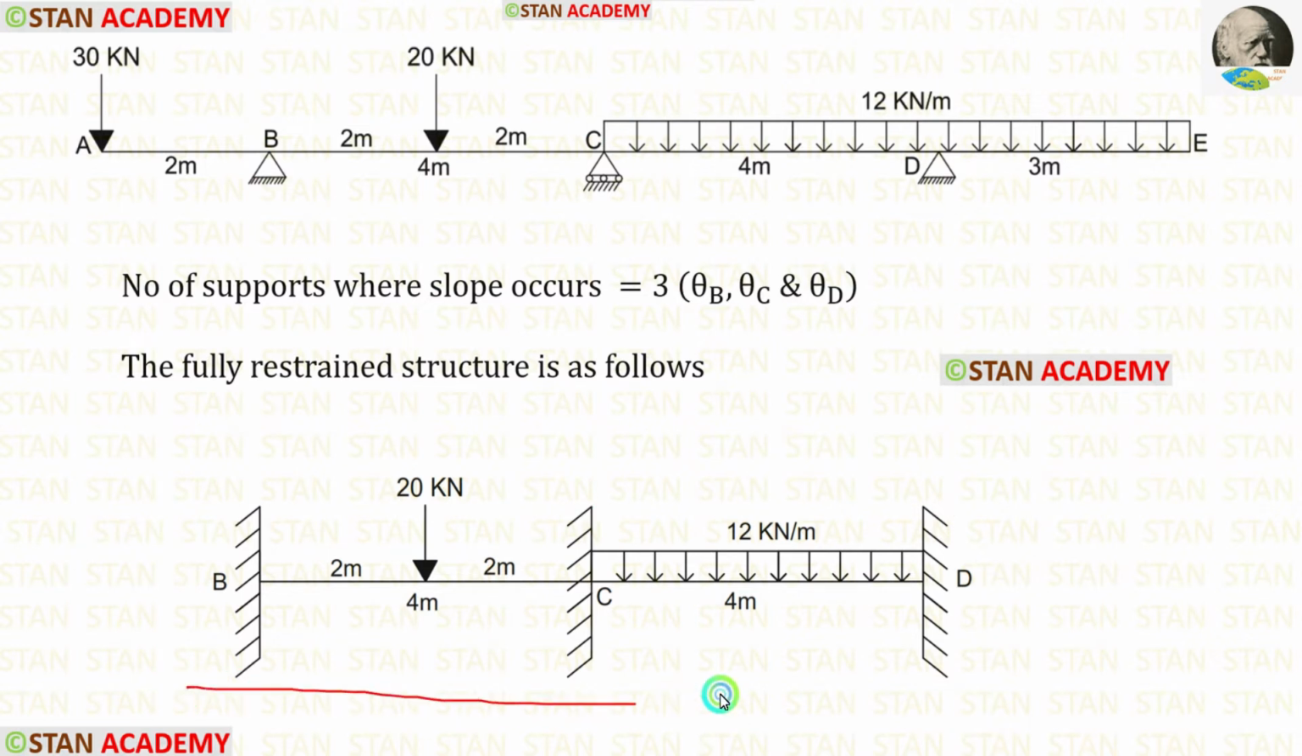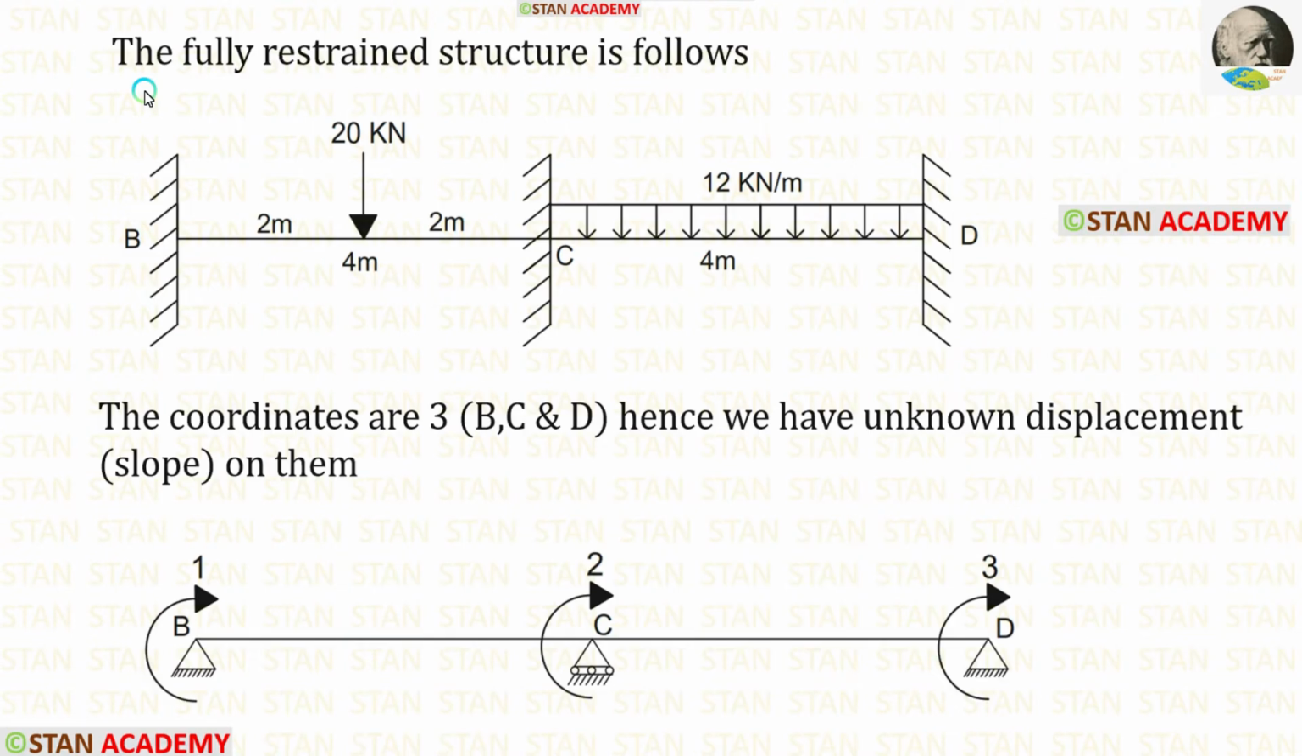Now, in this structure, in the supports, there will be no slope. That is why it is called the fully restrained structure. In the fully restrained structure, no need to consider the overhanging spans. We have made the fully restrained structure.